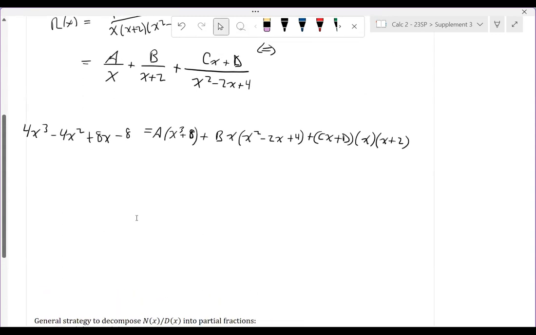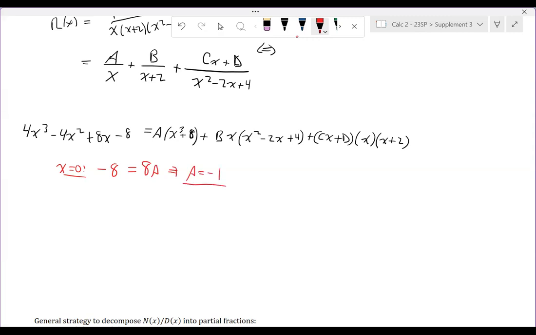Now we have a couple of approaches here. We can see that plugging in x equals 0 is going to be nice because it'll eliminate the b and the c and d terms. So I could plug in x equals 0. On the left-hand side, that gives me -8. And on the right-hand side, the only term that's left is the a term. I have 8a, which says a is -1.